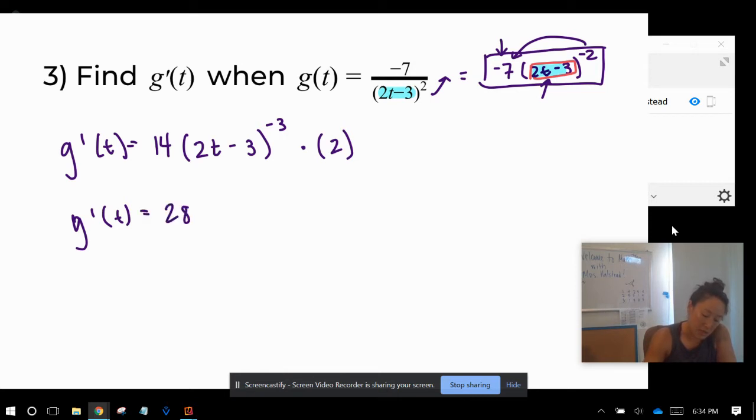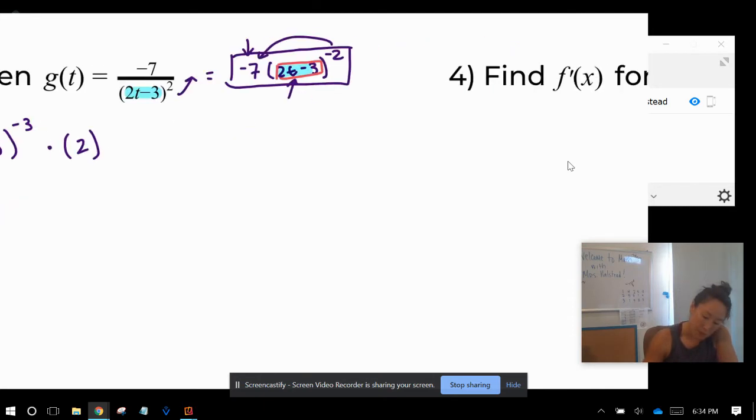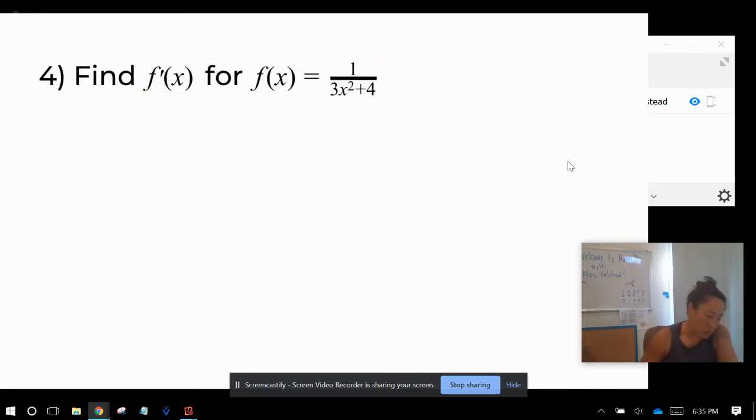28 over 2t minus 3 raised to the third power. This does not surprise me, that the second power becomes a third power in the denominator, because the powers decreased by 1, right? Number 4. What to do here?